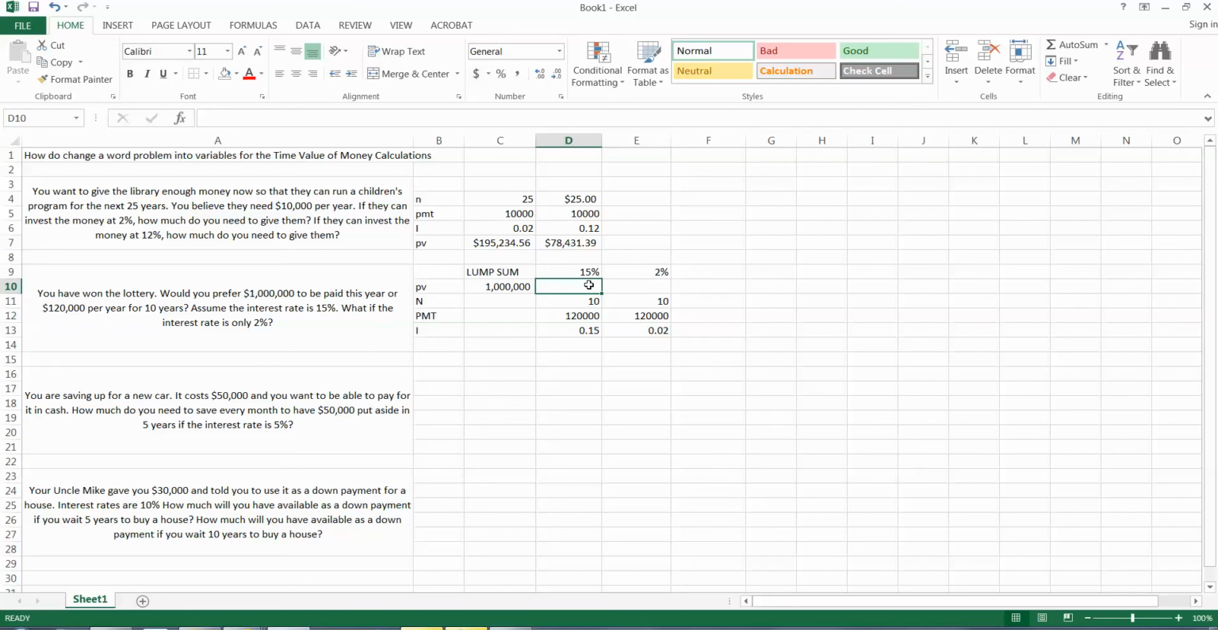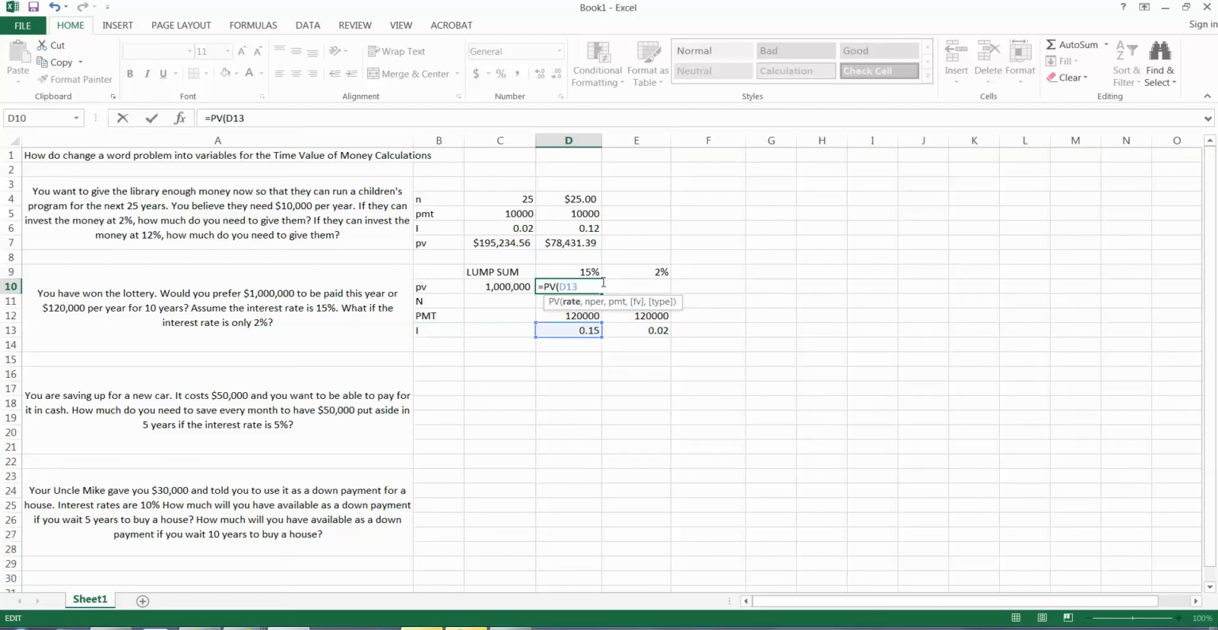Okay, so let's do our formula. Equals PV, our rate is 15%, put in our comma, our payment is 120,000. We're going to put that in as a negative number so that we get the right sign on our present value. Put in our comma, and our... I think we've got a problem here. Let's go back and start again.